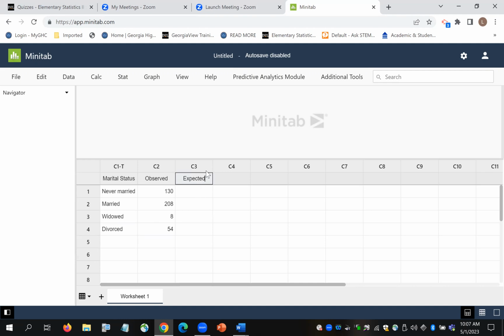Because I have specific percentages, I need to enter those because Minitab has to know what they are as well. So it was 30% never married. You have to enter it as a decimal. 56% were married, 3% widowed, and 11% divorced. The percentages are given. You have to enter them as decimals into Minitab.